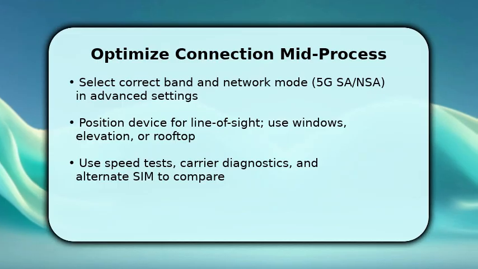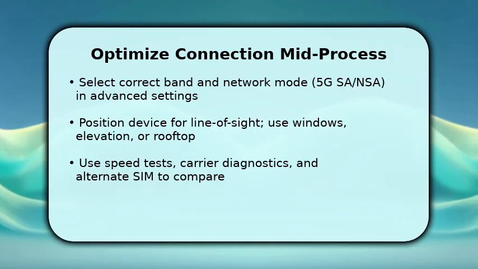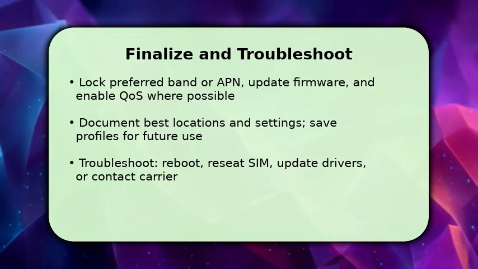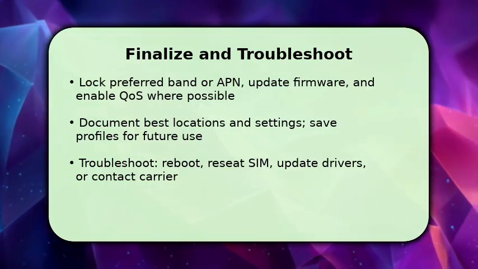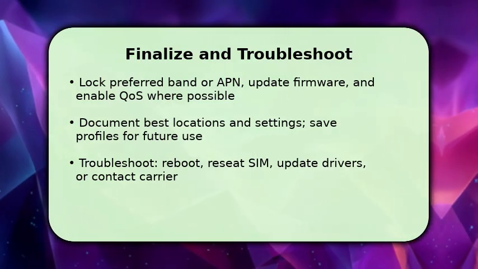You finish by locking preferred bands or APN settings, updating firmware and device drivers, and enabling quality of service options on routers or hotspots to stabilize connections. Once configured, record the optimal locations and saved profiles so you can repeat success quickly when traveling.